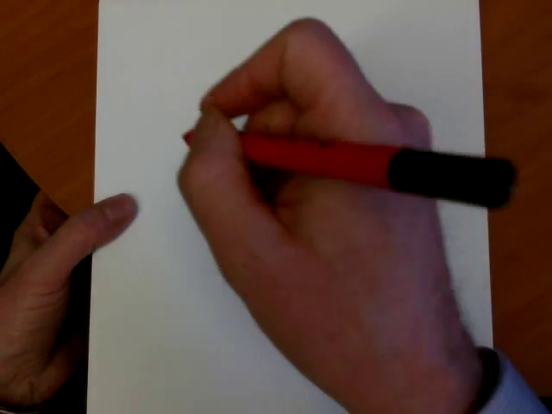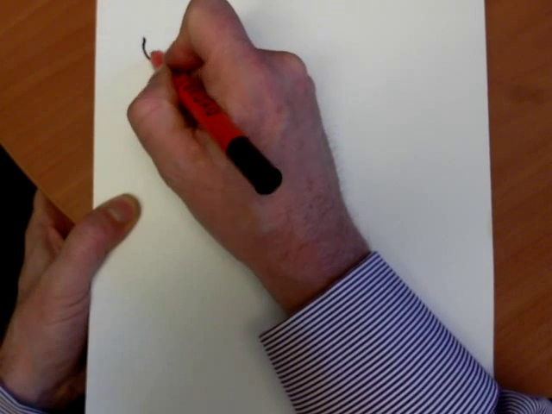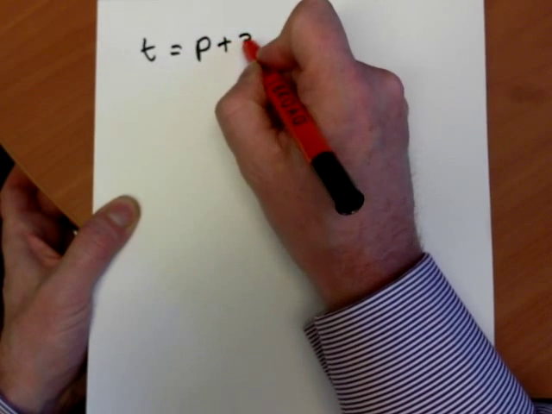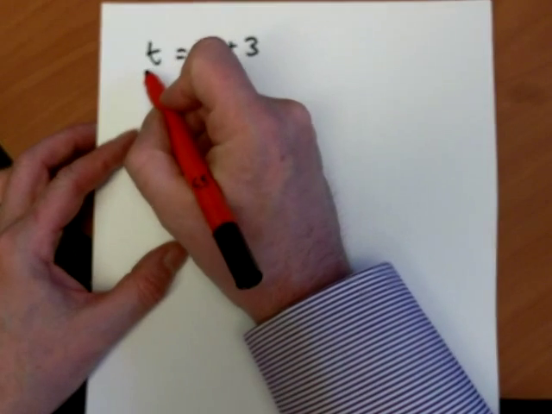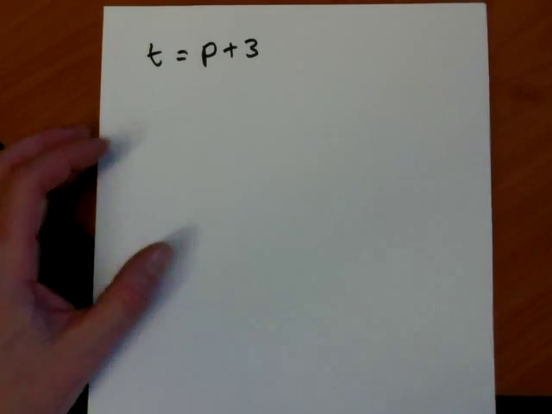Right, just to show you how to rearrange some formulas. So let's say that we have the formula t equals p plus 3. When we're asked to rearrange a formula, we're asked to make something the subject of the equation that isn't the subject at that point. So at the moment, the subject of the equation is t, because t is written in terms of p plus 3. So you have to do something to p and 3 to get t.